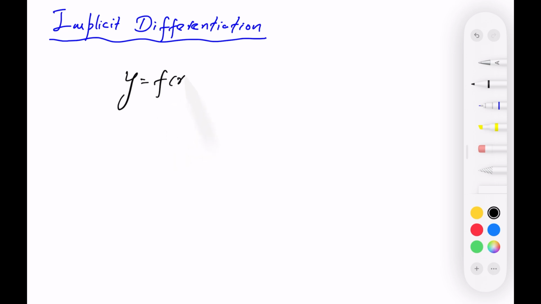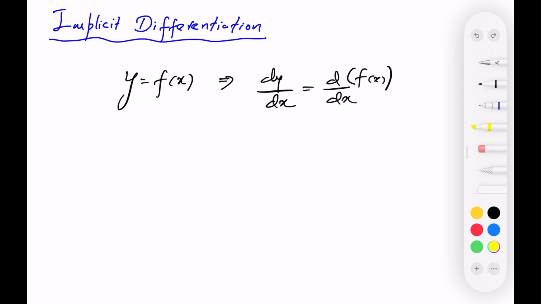We wrote dy by dx, and that was equal to f prime x, or in other words, you can write this as d by dx f of x. But under implicit differentiation, you are not going to see equations written as y equals a function f of x. Instead, you will see combinations of x and y written together.